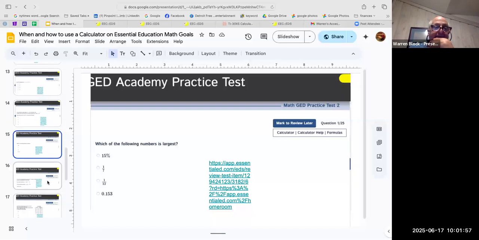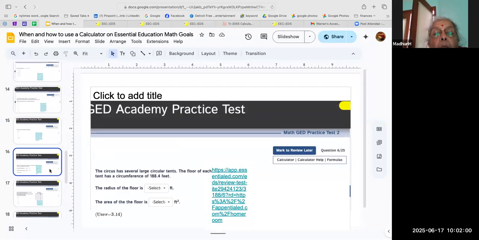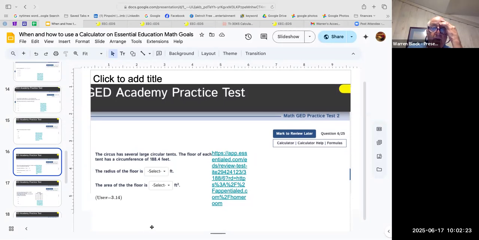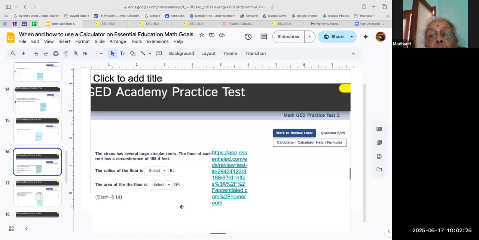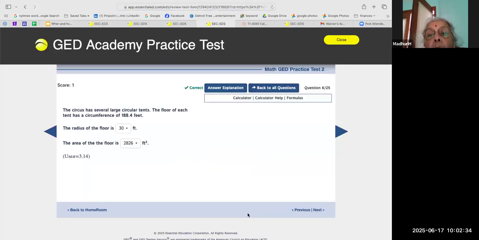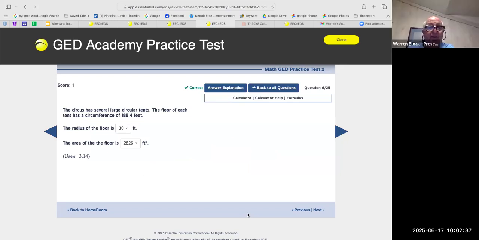With or without the calculator. Okay. Circumference of 188.4 feet. What's the radius? Well, the circumference is 2 pi r. So we're going to have to divide by 2 pi. And we get 30.